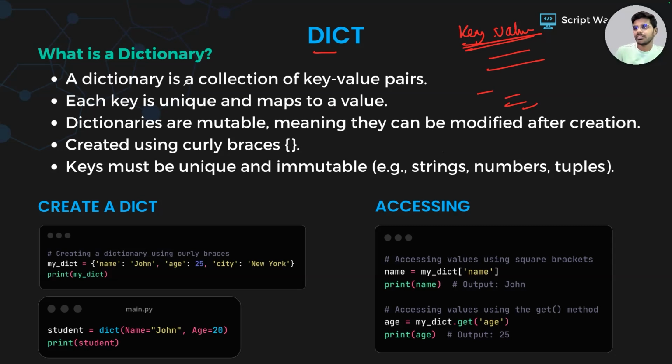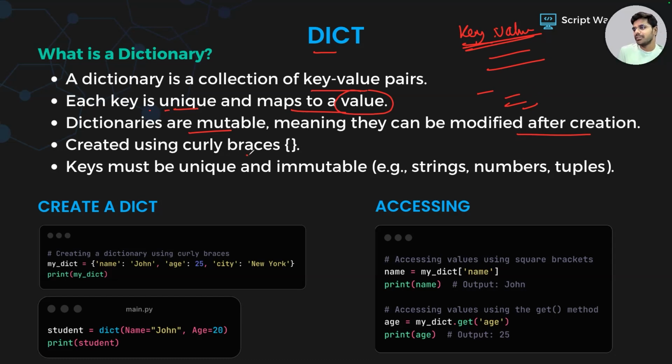Let's see the definition. Dictionary is a collection of key value pairs. Each key should be unique and maps to a value. So every time the key should be unique and should match a value. Values can be duplicated. Key should always be unique. Remember this one. Dictionaries are mutable. That means they can be modified after creation, so we can add or remove items after creating the dictionary.